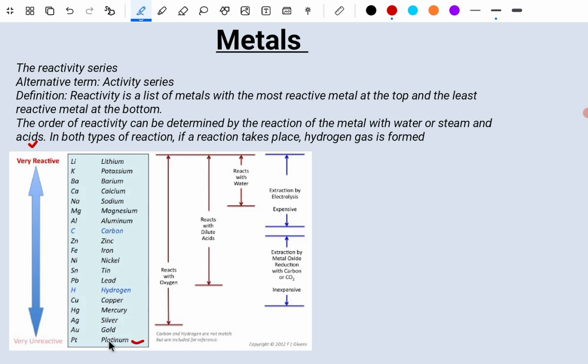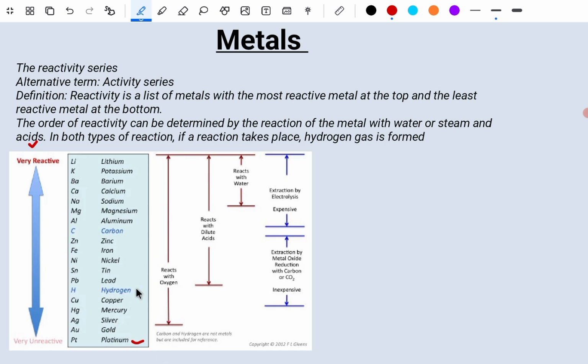Okay, so from all these metals here, it was discovered that they react with oxygen. That is when it comes to burning. So they'll show a reaction when you burn them with oxygen.